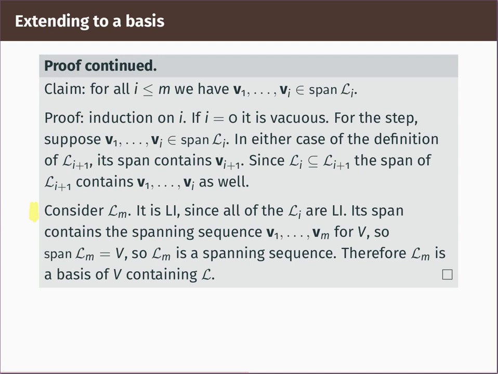Let's now consider the final term in our sequence of sequences. That is L_m. It's linearly independent because we know that all of the L_i's are linearly independent. And its span, as we've just seen, contains the whole of the spanning sequence v_1 up to v_m. If it contains all of that spanning sequence, then because subspaces are closed under taking linear combinations, it contains any linear combination of v_1 up to v_m. But every vector in V is a linear combination of v_1 up to v_m. So the span of L_m contains every vector in V, and that means the span of L_m is all of V.